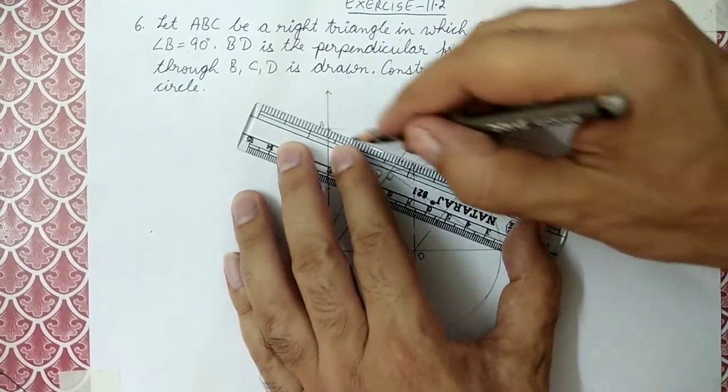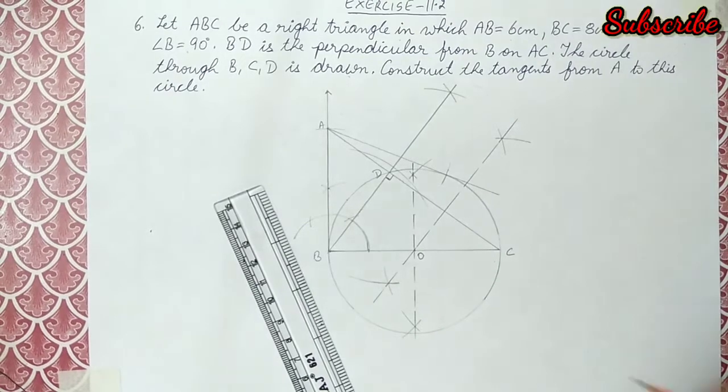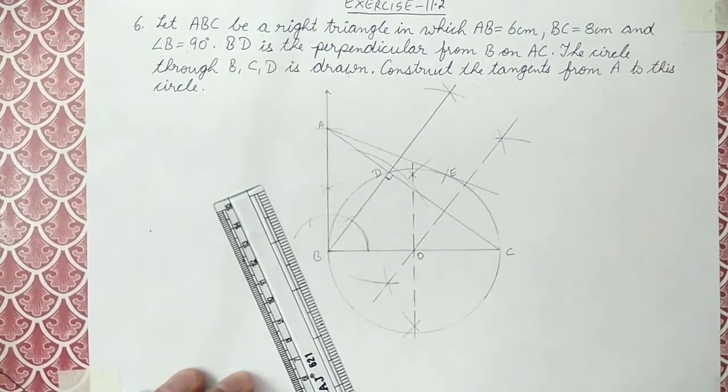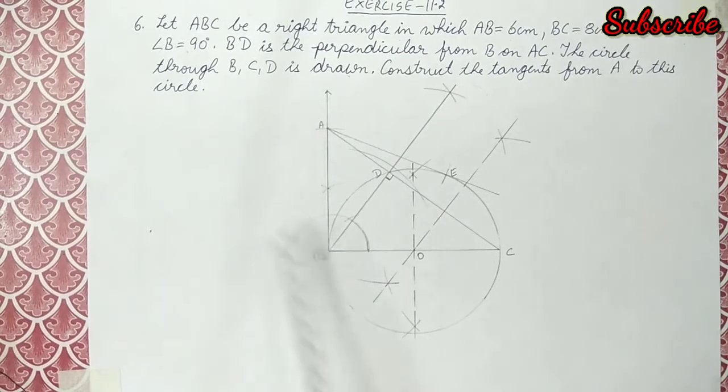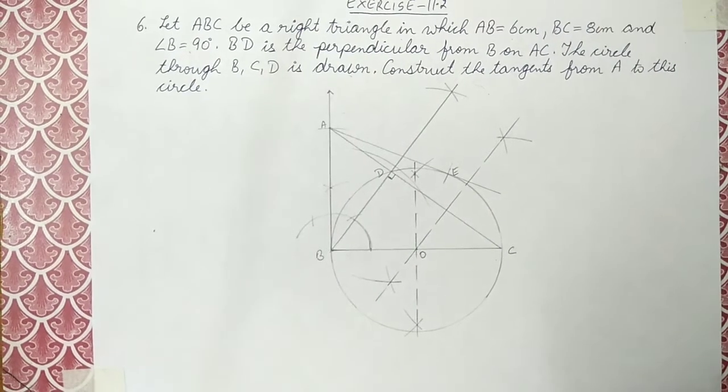Otherwise you can draw the other way also, by joining OA, then making the perpendicular bisector of OA and then proceeding the same way. So AB and AE are the tangents from A to the circumcircle of the triangle BCD, right? Let's go to the last question of this exercise now.